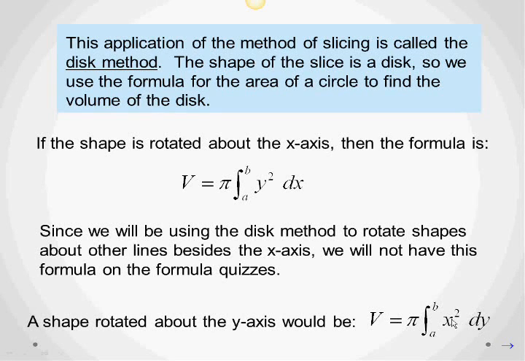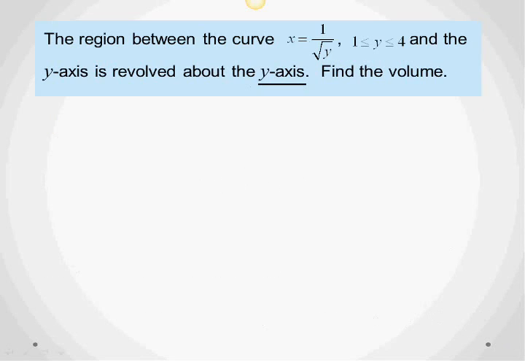And we have here x squared, but don't think that it means that our function is in terms of x. It will actually be written in terms of y when we solve it for x. Okay, so we are finding the volume of this region rotated around the y-axis over the interval from 1 to 4.